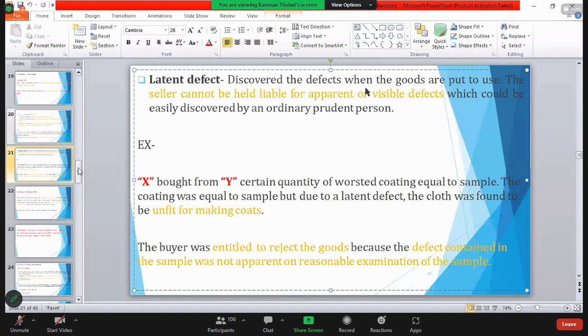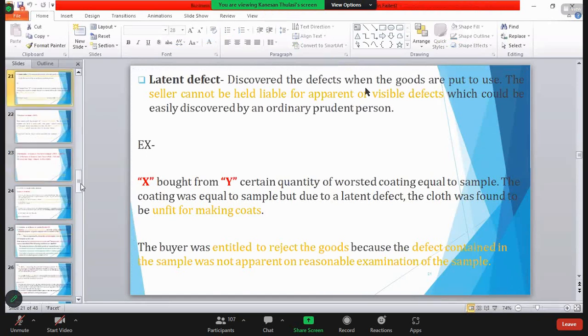So there are circumstances where, if there is any kind of defect that you could not identify even with a reasonable examination or reasonable opportunity to examine, but when you start to use it you identify the product as a cheaper material or cheaper product, even in those circumstances you can get compensation from the seller. You can even repudiate the contract as well.